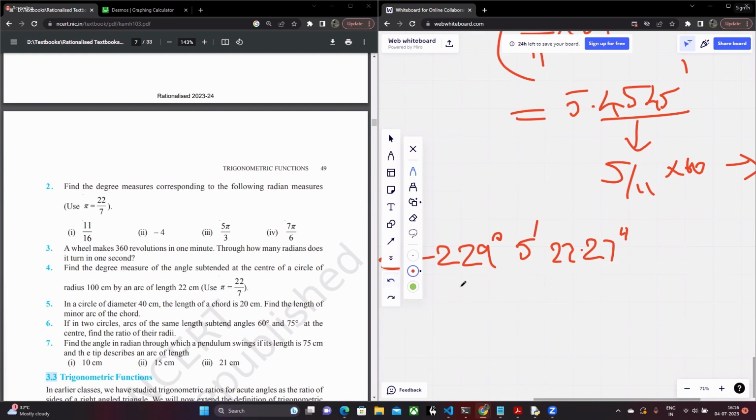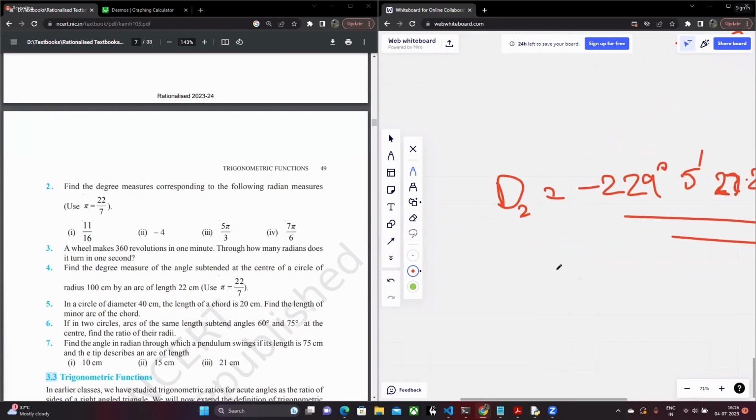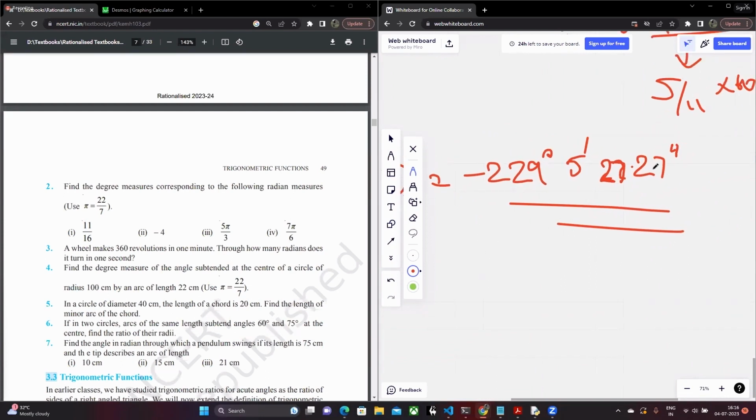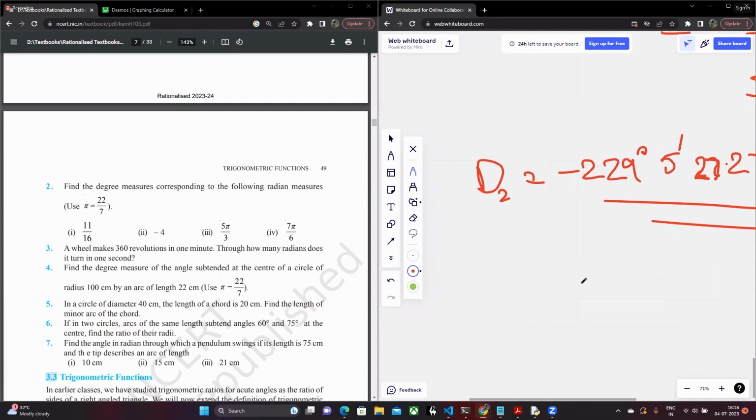Right? If you want to, you can also drop this last point, because in seconds, it does not matter if you have a point, because the value of 1 second is very, very less. You really can't measure 1/10 of a second in angles. In time you can, not in angles. That concludes D2. So even if you don't want to write this 0.27, it's okay. You can just drop it off as minus 229 degrees, 5 minutes, 27 seconds. I've done this just for the sake of being accurate.